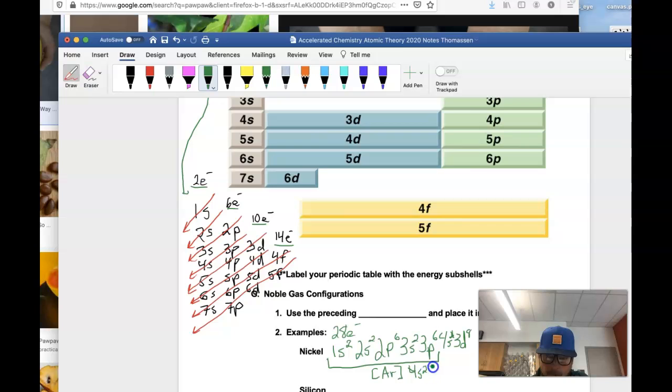4s2, 3d8. And so what I did is I used the preceding noble gas to fill in up to the third shell. And this could be the second shell, the fourth shell, the fifth shell. If I look on the periodic table up here, argon is at the end of 3p. So we went up to argon, and then we went after that.